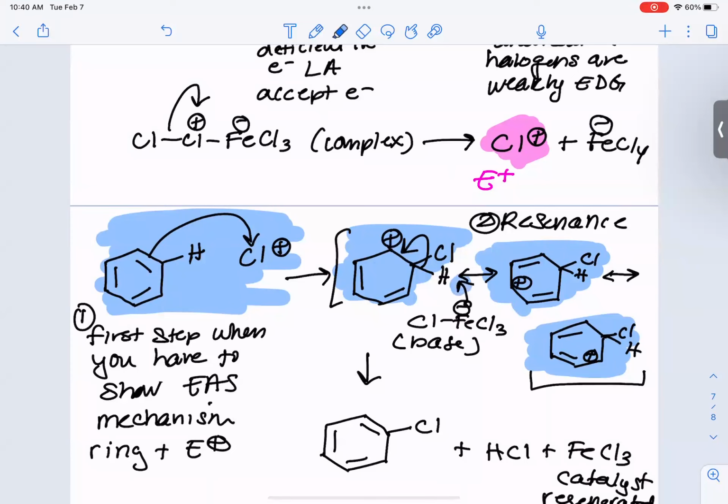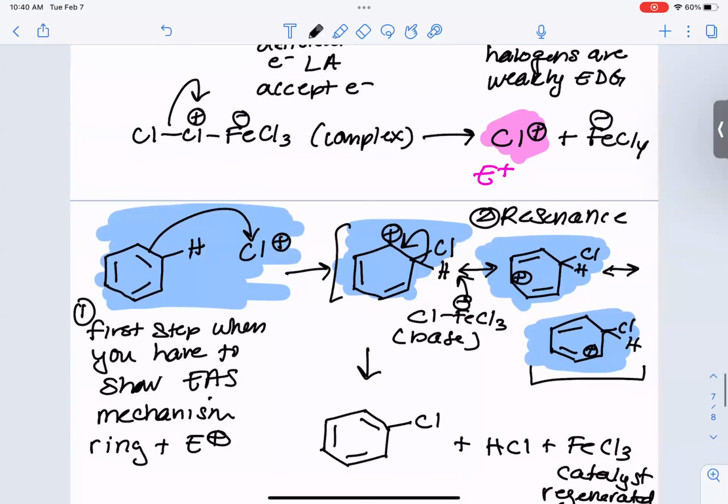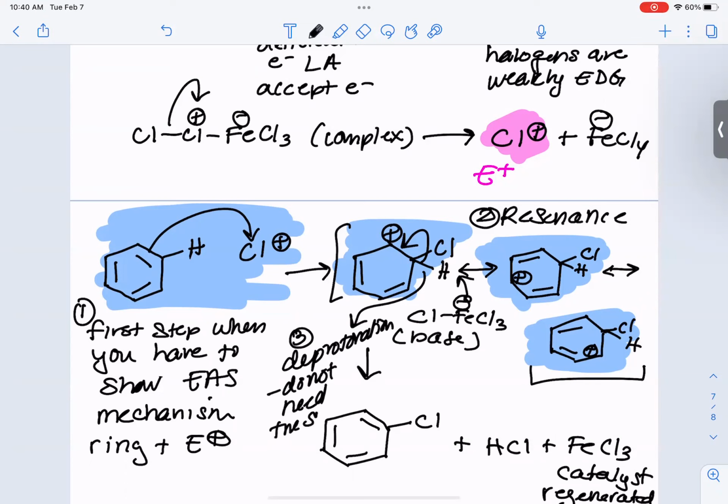For step 3, you just have to show the deprotonation. You do not have to show the base that's doing the deprotonation, okay? Because it'll change depending upon what you're putting on the ring. And I'm not going to make you memorize every base that forms, okay? So you do not need the specific base.